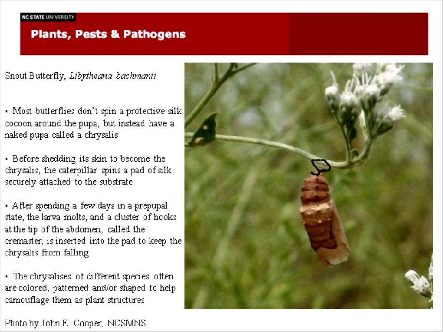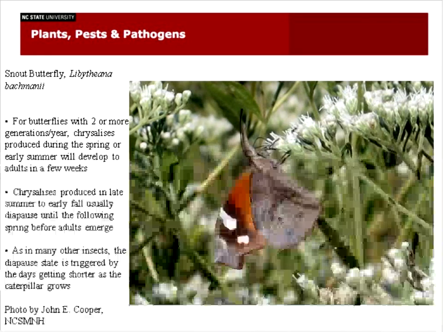Then a structure called a cremaster, a cluster of little hooks at the tip of the abdomen, comes out of the larval skin and jabs itself into that pad of silk, wedges itself in there and catches on those hooks, and then the chrysalis will hang securely from the plant until the butterfly emerges. Some butterfly chrysalises are colored green to blend in with foliage. Others have bizarre angles or processes on them to help camouflage them as some kind of plant structure.